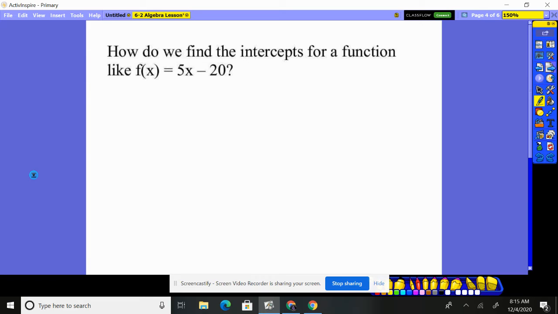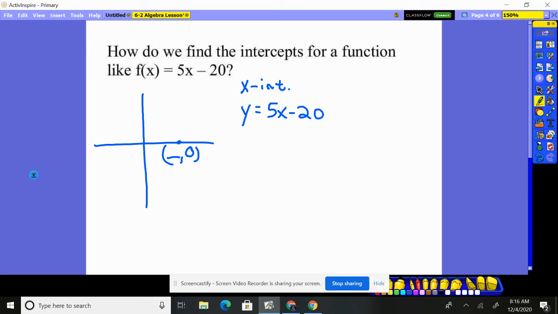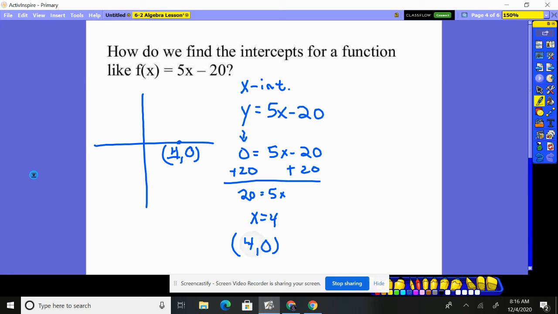So how do we find the intercepts for a function like f of x equals 5x minus 20? Well, let's think. Here's a line. Let's do the x-intercept first. If I'm crossing right here, I've gone over something and up nothing, so I know the y value to be 0. The equation says f of x, but it's the same thing as y, 5x minus 20. We know the y value is 0, so we can solve to find the x value. We add 20 to both sides. 20 is 5x. Divide by 5, you now know x is 4. We know it crosses at 4, 0.